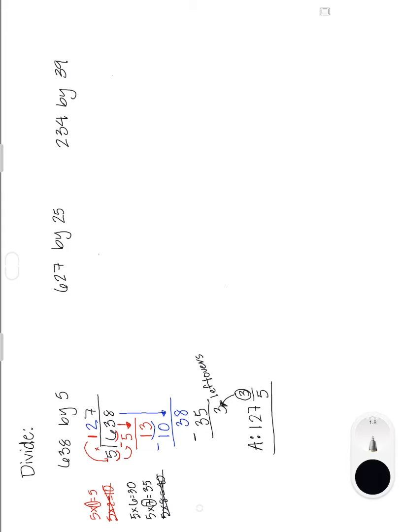Okay, now let's try another one. This one's a little bit more complex than the previous one. This is 627 divided by 25.